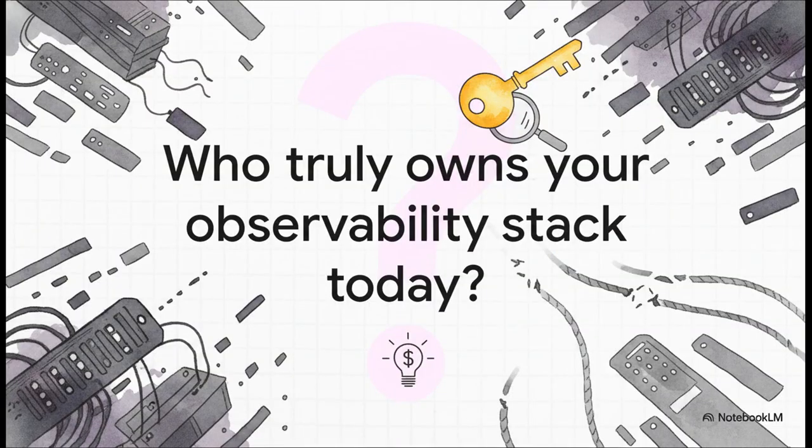As we wrap up part 2 of this AI FinOps explainer, I want to leave you with a pretty critical question to chew on. Do you truly know who owns your observability stack today? I mean, if you can't point to a specific person or team right now, your AI spend is probably already slipping into the shadows. Give that some thought as you look over your own infrastructure.